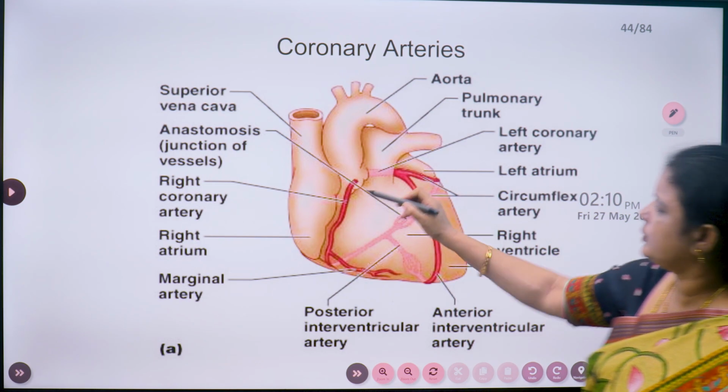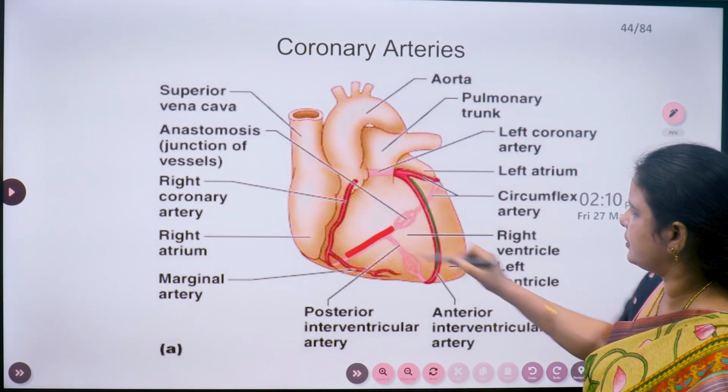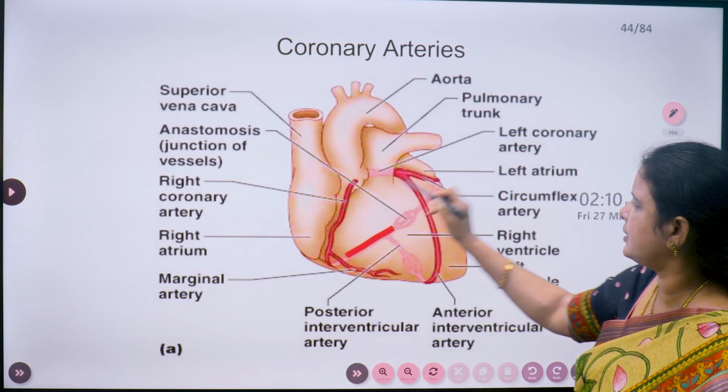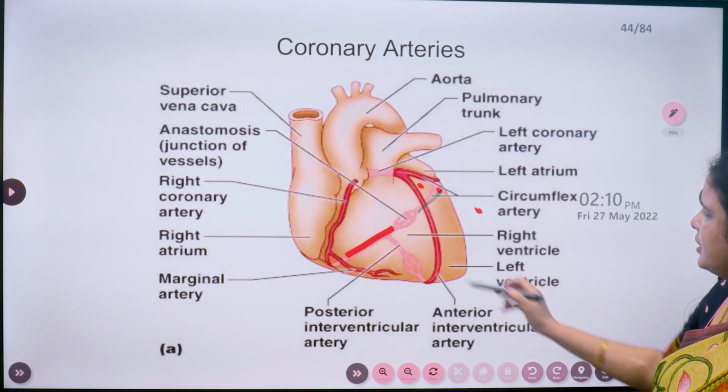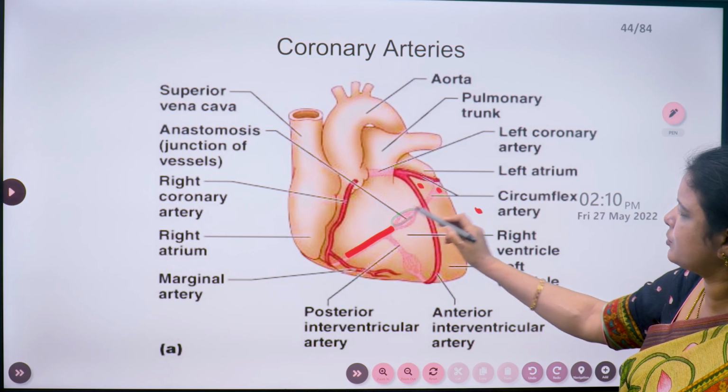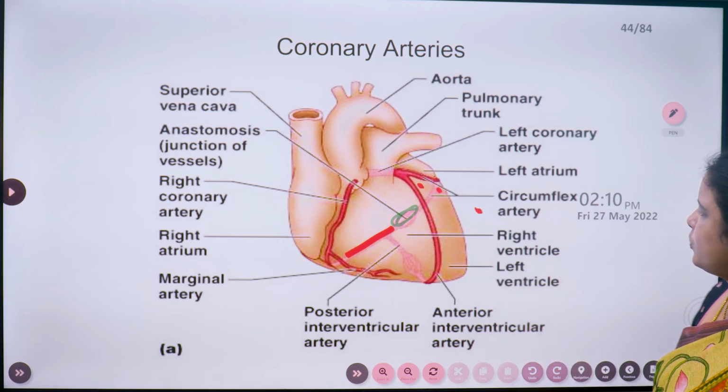So you can see how they form like collateral circulation. This is right coronary artery and this is the left coronary artery. This is the circumflex artery. So they form anastomosis. Okay. So దీన్ని మనం collateral circulation అంటాం.